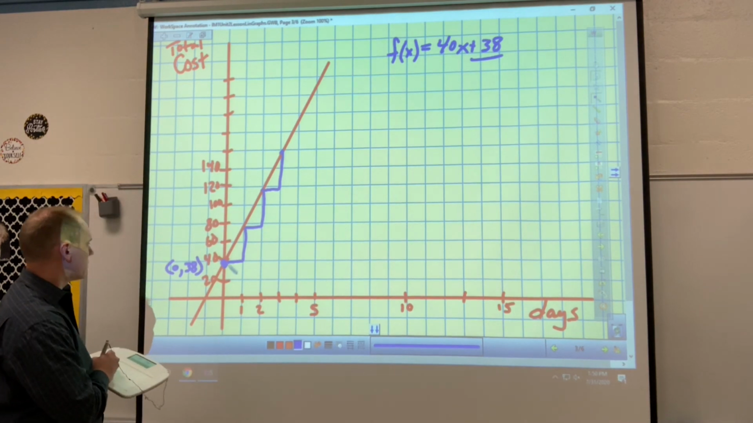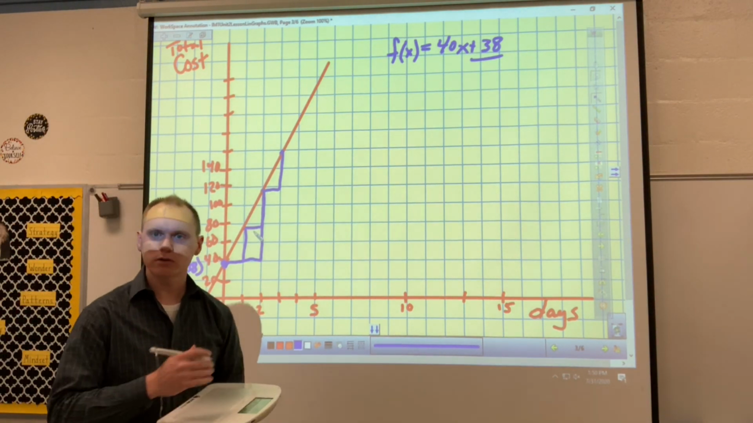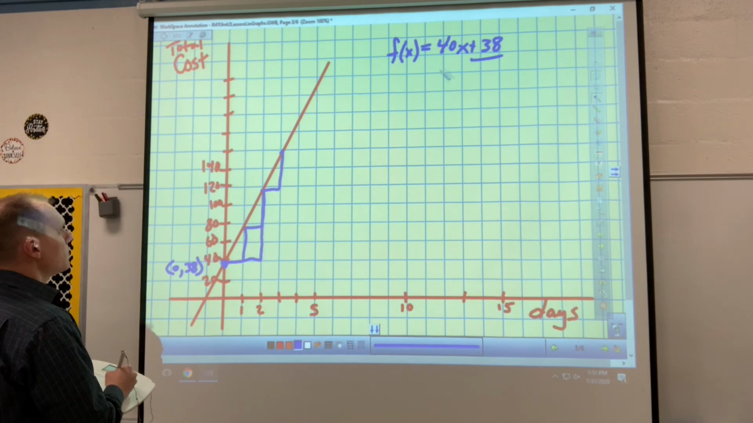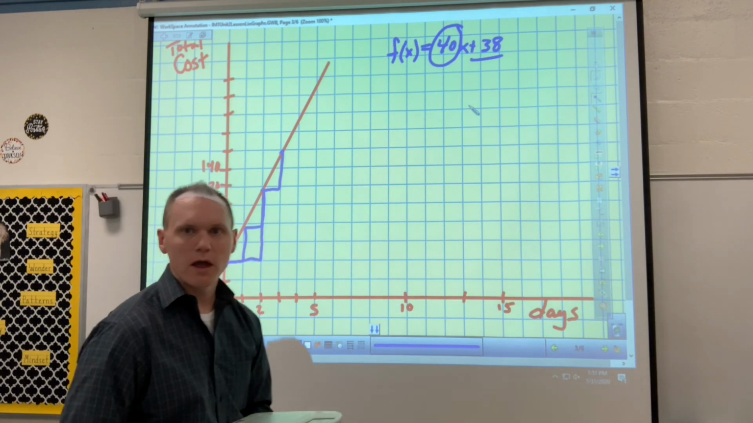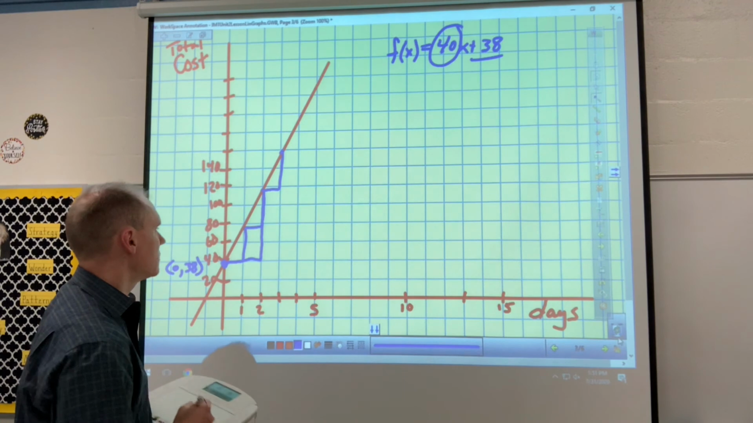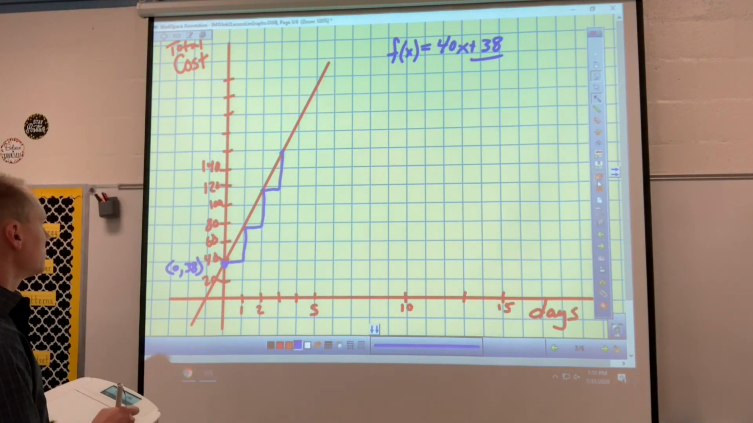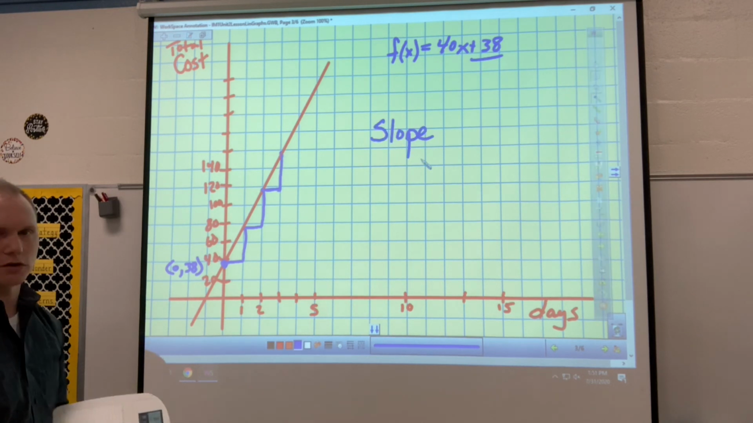But we could go over 2 and up 80, right? Would that be the same thing? We could hop over to that one there. So this is where the 40 comes in. As I said before, every increase of 1 day increases 40 in the cost. So that's what we call the slope. So as I go over 1 to the right, that's increasing 1 day, I go up 40. So that's what we call the slope of a function.